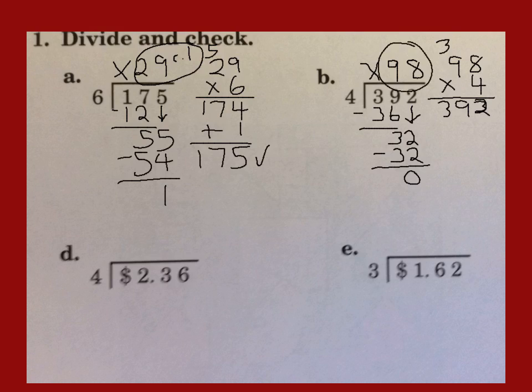Okay, we're going to have you do C on your own, but first we're going to do D together. And now we're using money in our division problem. And the only thing that will be different here is you need to write your dollar sign up there. And you need to bring your decimal point up to right there.